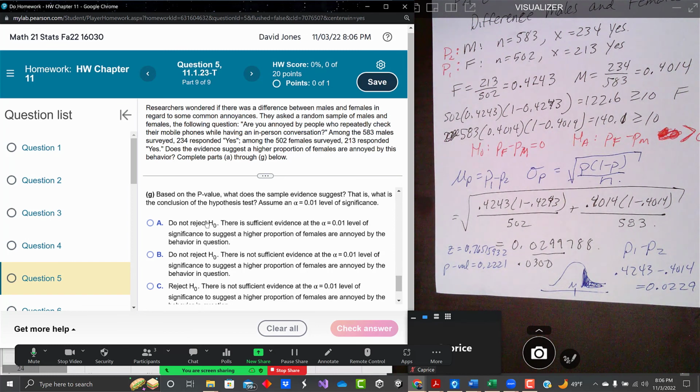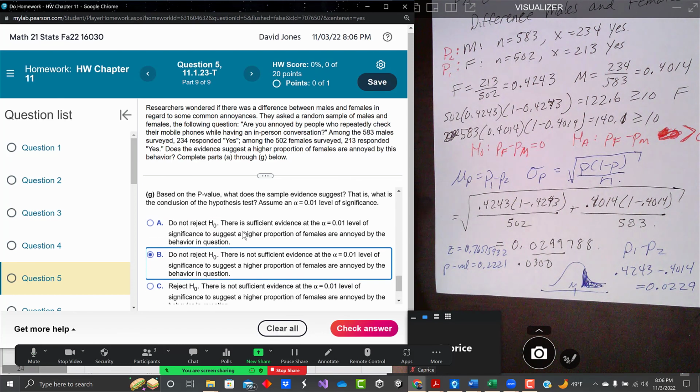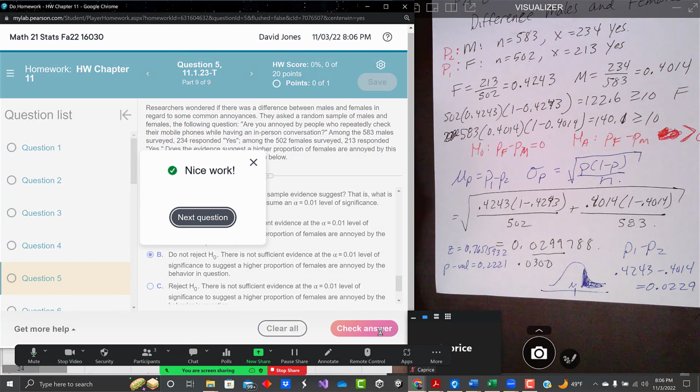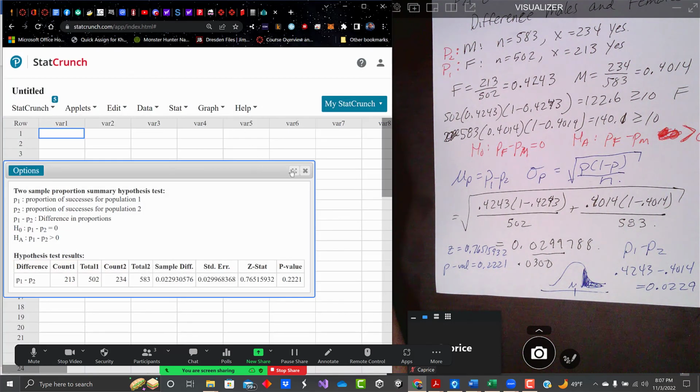So the p-value wasn't too low. We do not reject the H0, which means there is not enough evidence to support the claim. There's two of them that say do not reject. This is the one that says not enough evidence. There we go. That's number 5. That's why I wrote it in here to work out. Pain in the butt. All right, that's it for today.